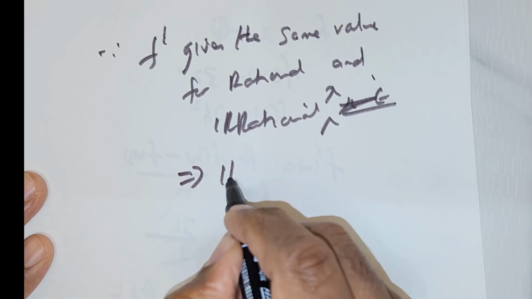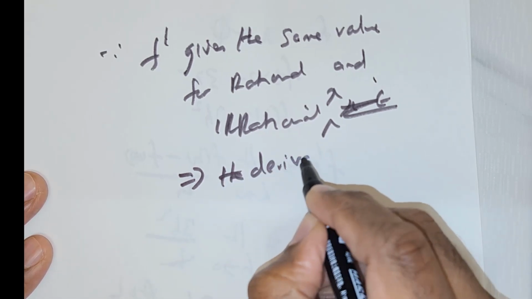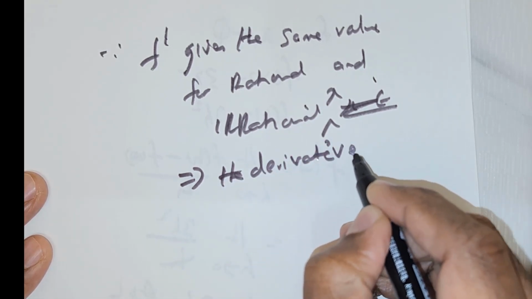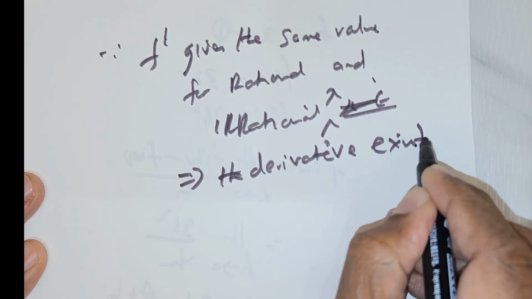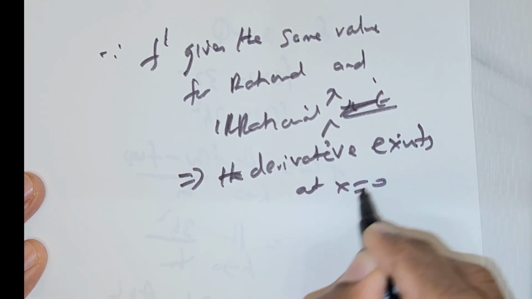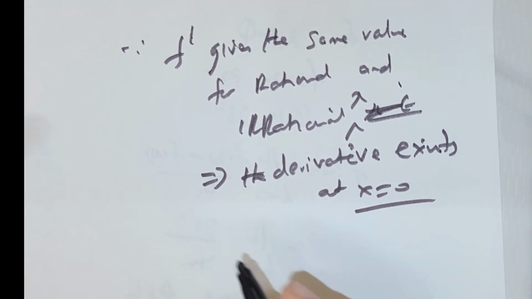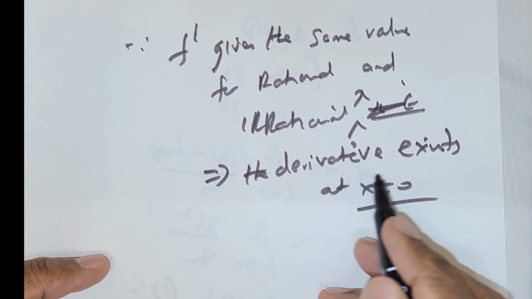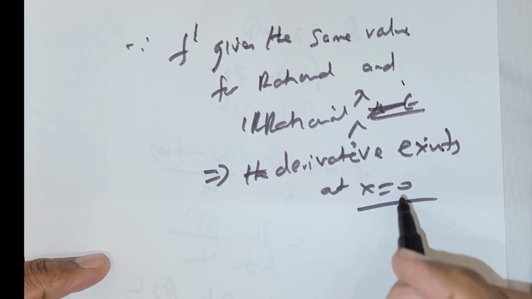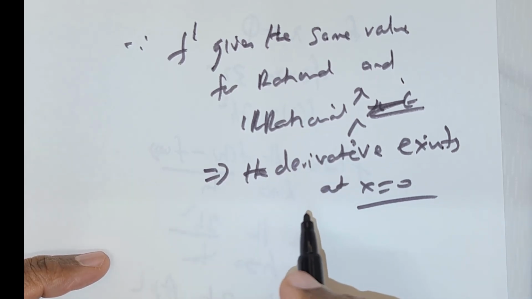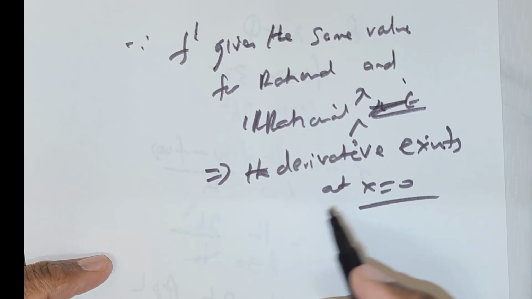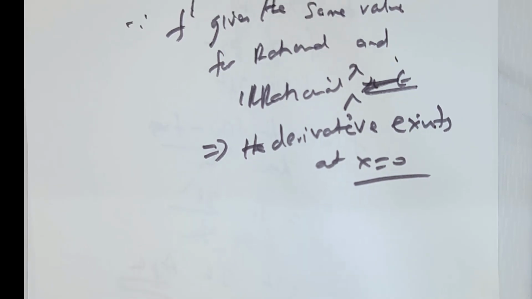Okay, this means the derivative exists at x is equal to 0. So only at x is equal to 0 the derivative is existing. Now we cannot check the derivative for x not equal to 0. Why? Because there is no continuity for the function. So we don't have to do that. So we can stop right here and go back and check the choices.